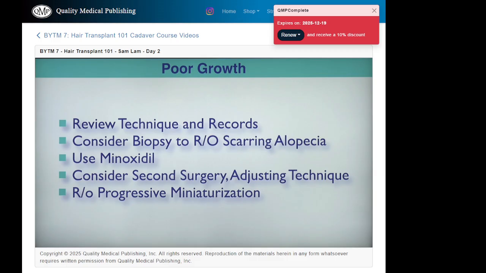Anyways, that's enough history. So poor growth, really make sure you have meticulous records of who placed where, which side, and that's why it's better not to have staff rotate around, place some here, place some there, so you can see who did what. Consider biopsy, rule out scarring alopecia, use minoxidil to help if it's early on, that's why it's good to check them at 6 months. Consider second surgery, adjusting depth, adjusting technique, and rule out progressive miniaturization as a cause. Patients are just progressing. I recently saw a patient who's not on medical therapy.